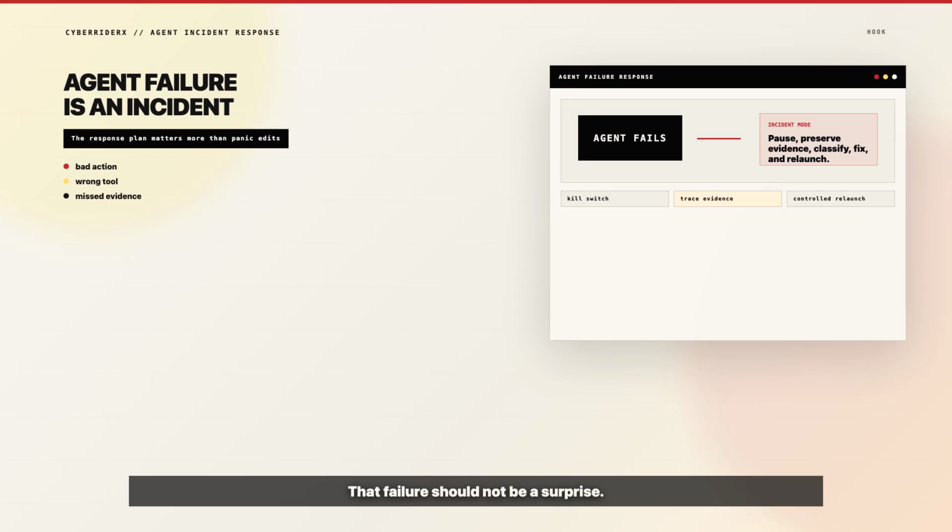That failure should not be a surprise. It should be an incident you already know how to handle. The question is not whether your agent will ever make a mistake. The question is whether you can pause it, understand what happened, limit the damage, fix the control, and prove the fix worked before you trust it again.